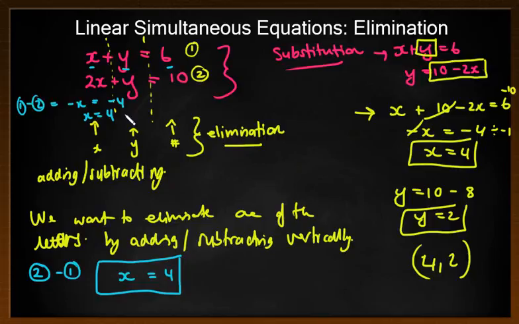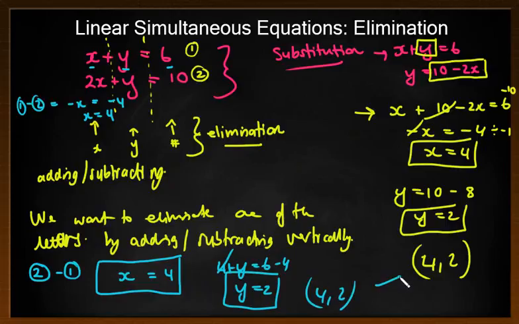Now, like the last time though, we've only got an x coordinate, so I can choose one of the two equations up here to get my solution. I'm going to choose the top one. Therefore, 4 plus y equals 6. Take away the 4, y equals 2. And I've got my solution of 4, 2, exactly like I did for the substitution.